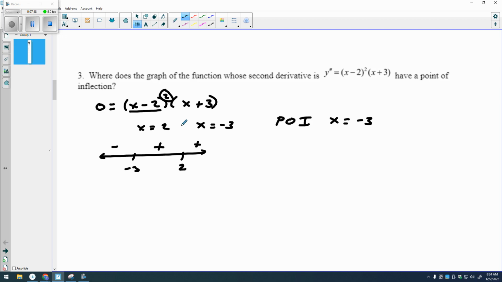Okay, I don't have to go through this whole process. I can see that if my factor is squared, the 0 that I get from that factor will not be a point of inflection. Just like it would not be a max or min. It would be a plateau point if my first derivative had that same property.